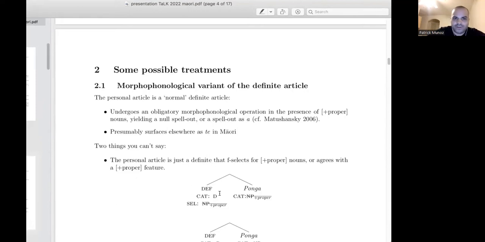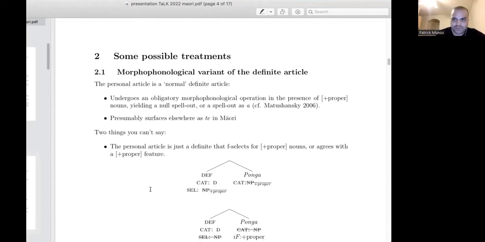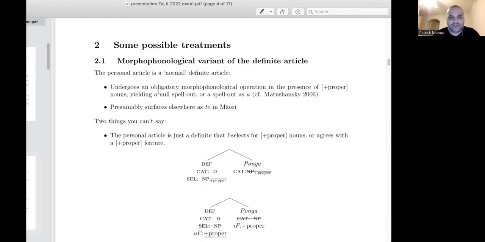Or it's a morphophonological variant of the definite article that's sometimes spelled out as a in Maori, maybe as nothing in English, when you have things like referential proper names. So this is what Matushansky essentially says. She says the personal article is just a normal definite article that by some morphophonological means has been spelled out differently. So she says it undergoes an obligatory morphophonological operation in the presence of a plus proper feature. Crucially, this depends on languages having a plus proper feature in their nouns.